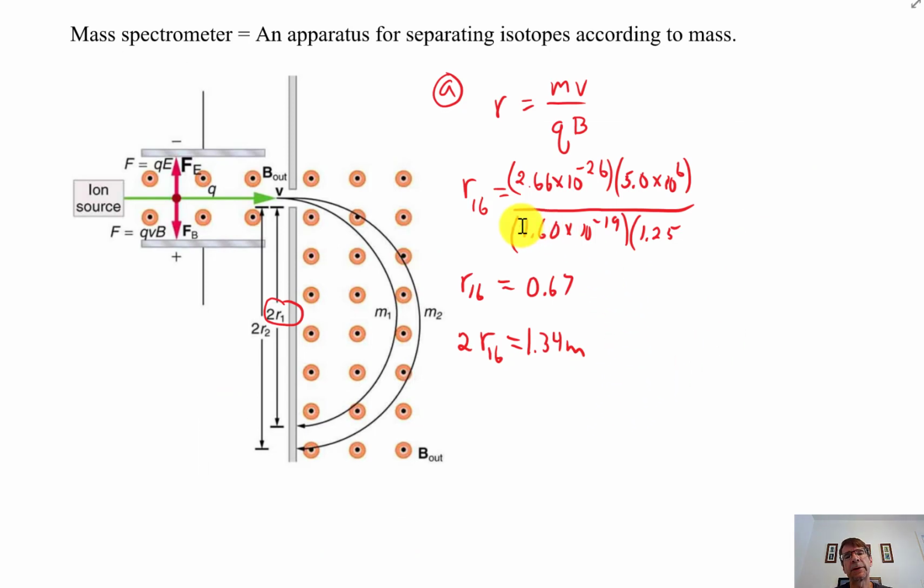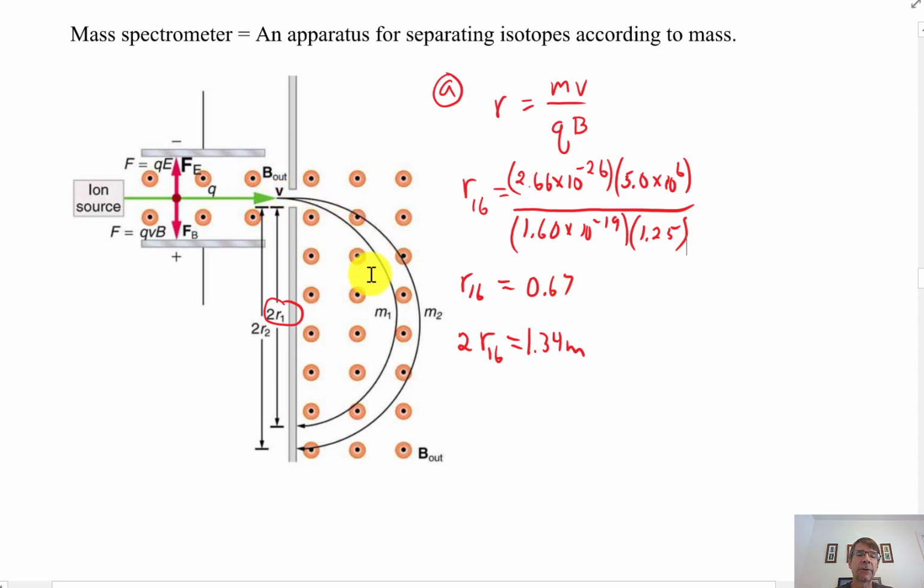So I did the math there. I plugged in the mass of that isotope times its velocity divided by its charge, singly ionized. In the homework, I think it says there's one that's double or triple ionized. It has a triple charge, I think. So you have to multiply this number by 3 to get the total charge, and then times the magnetic field strength, 1.25. So the radius comes out to be 0.67, but it's a semicircle.